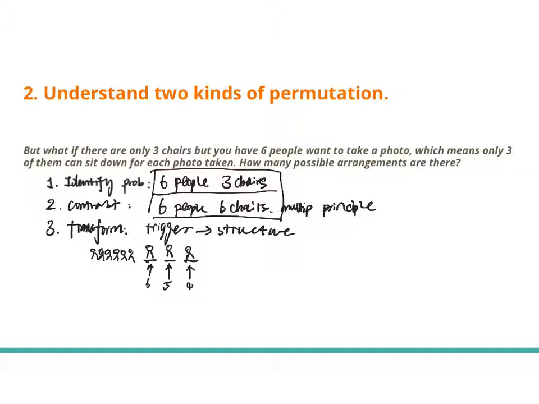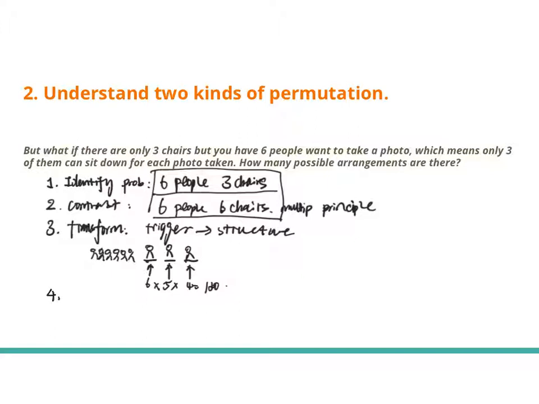Okay, we can just stop here because there are only 3 chairs, so we multiply them all together. That is 120. So the difficulty level for this problem is quite reduced compared to the problem we solved before, because we only stop here at 4 instead of going all the way down to 1.